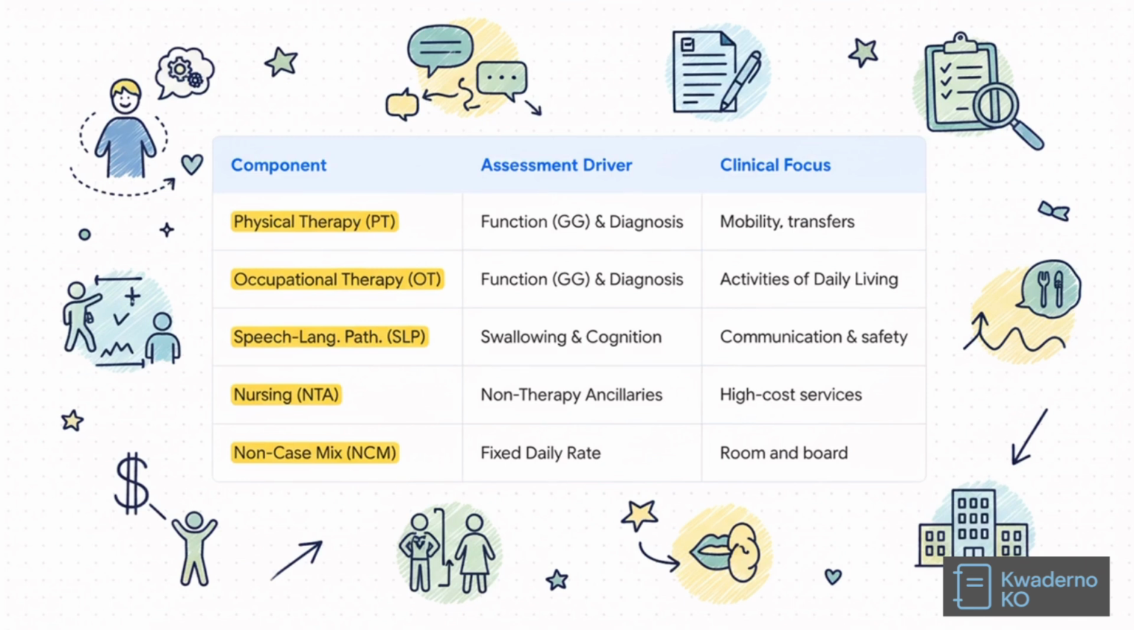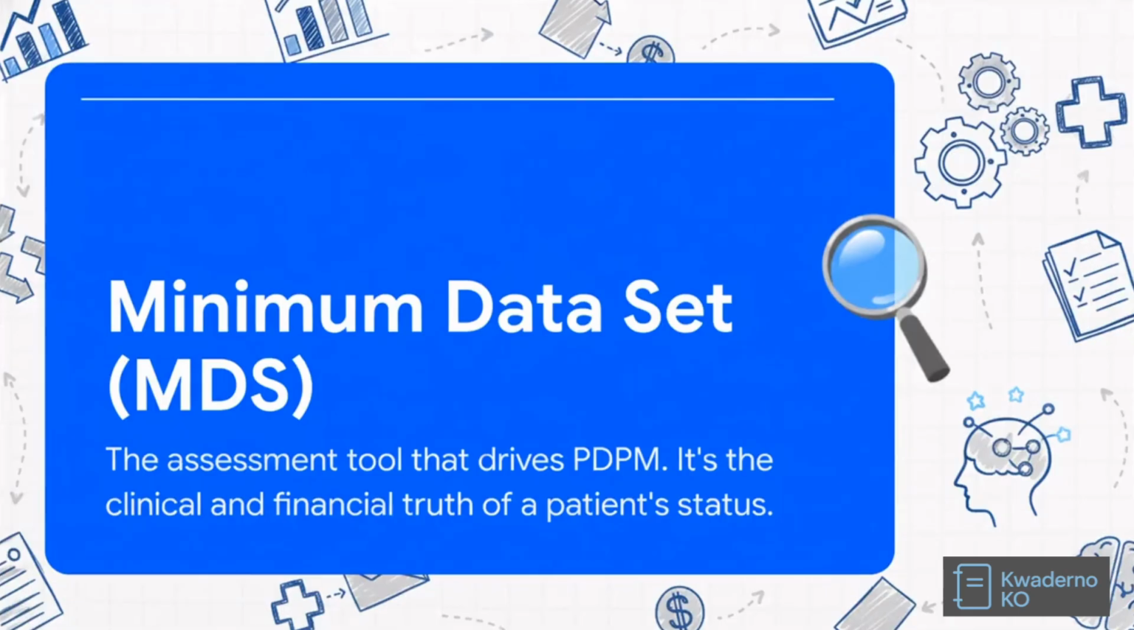And all of it, every single piece, flows through one critical tool. And that brings us to the MDS, the minimum data set. This is why your accuracy here is absolutely non-negotiable. It's not just more paperwork, you guys. It's the engine that literally determines the payment rate. It is a single source of truth for both the care you're providing and the reimbursement you earn for it.